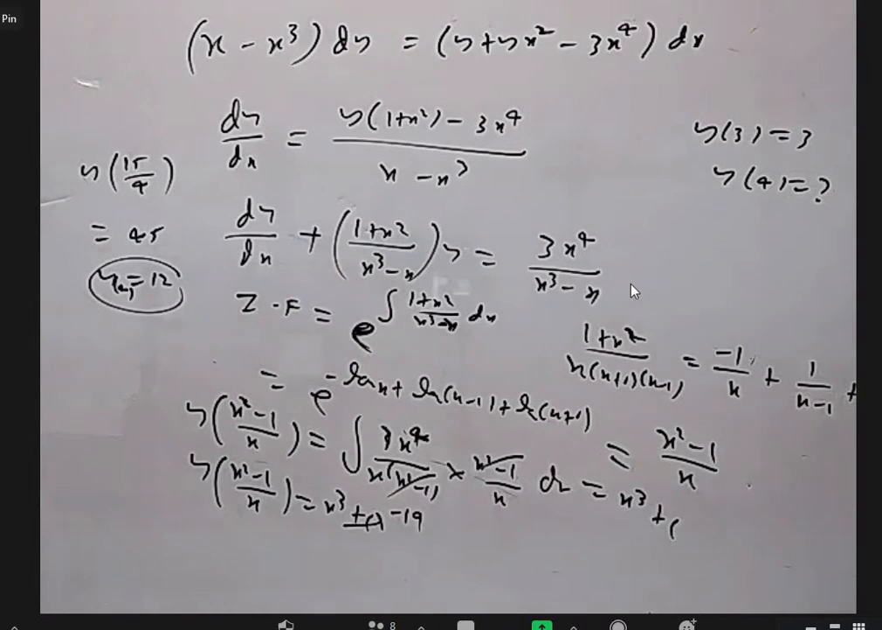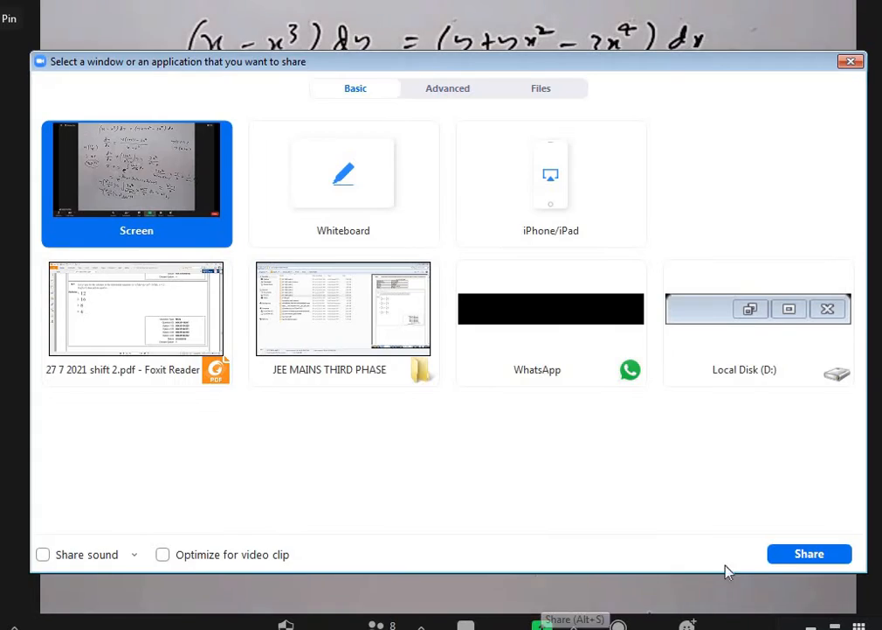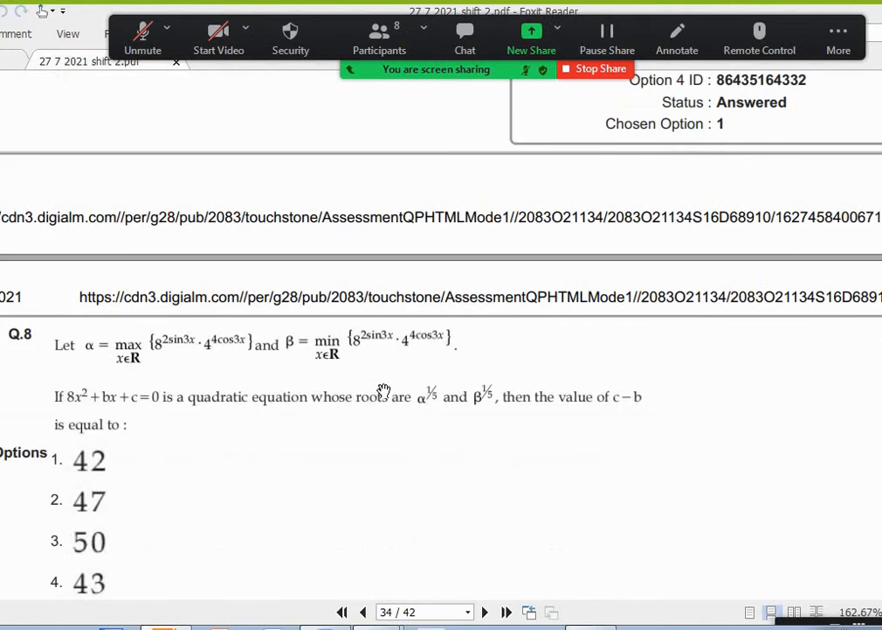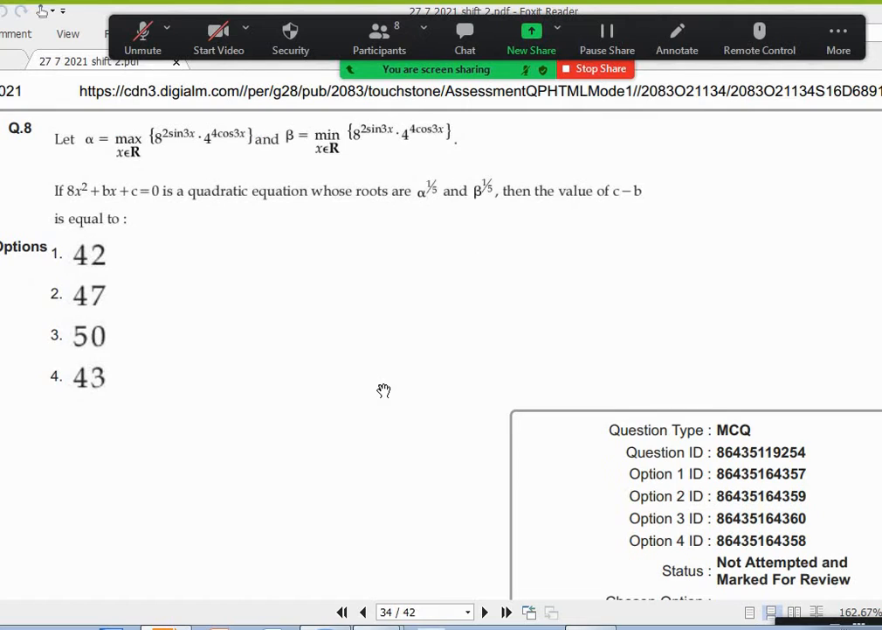Yeah, a little bit of work is there, not so easy. That means lengthy. Option 1. Okay, in the exam, all this work is to be done. Is it okay, 7 to 1? Yes. Okay.